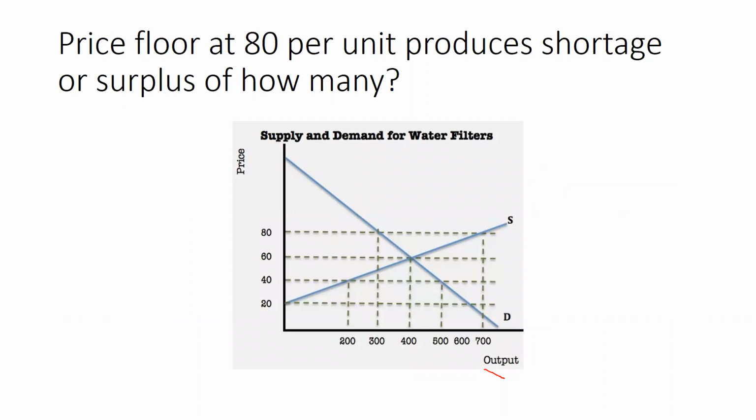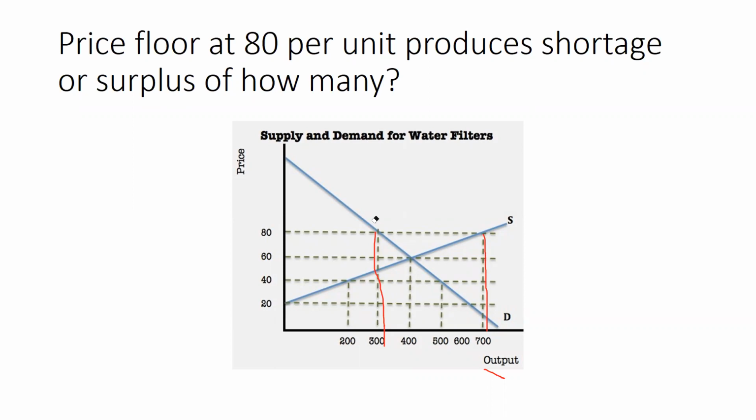Anytime they're asking you about floors and ceilings, the first thing to do is look, is it binding? A price floor at 80, so the floor, upside down house, has to be above the equilibrium of 60, it's binding, all right? Is it a shortage or a surplus? Well, floors, when they're binding, are always going to be a surplus. And here at 80, that's 700 we're supplying, but people only want 300. So we have 700 minus 300, a surplus of 400.